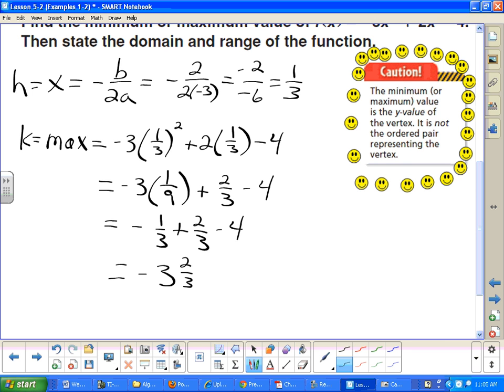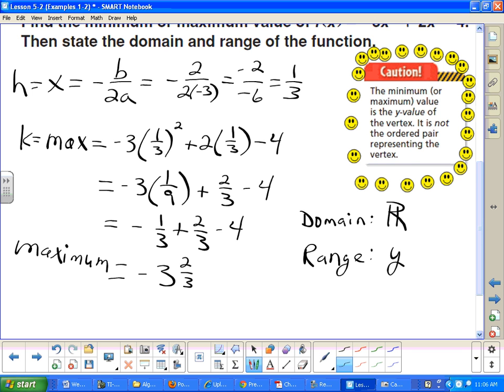So the maximum equals negative 3 and 2/3. So the domain is all real numbers, always for a quadratic function. And the range in this case, because it opens downward, is y less than or equal to negative 3 and 2/3.